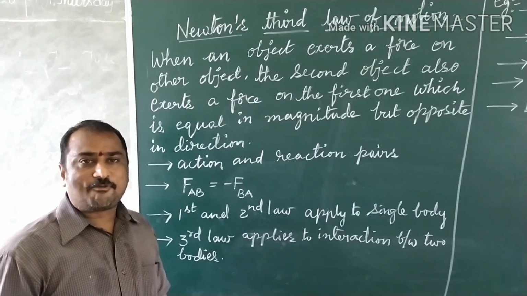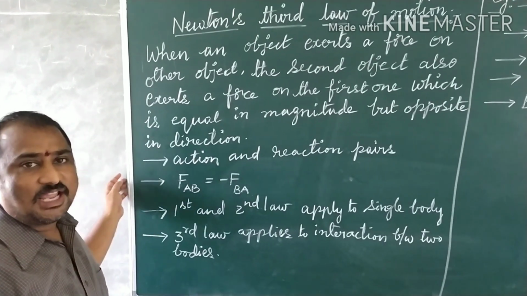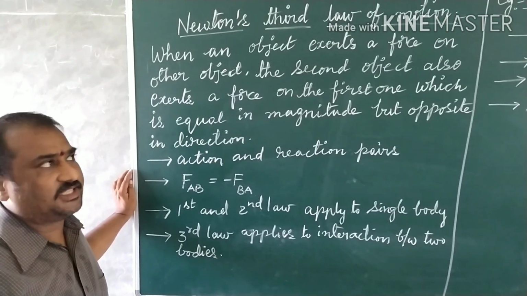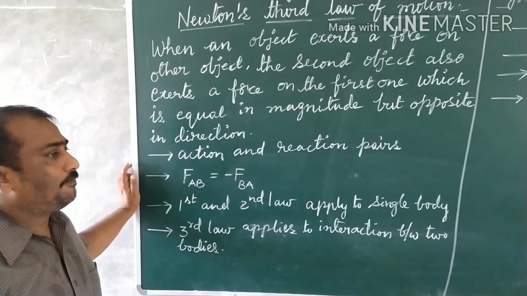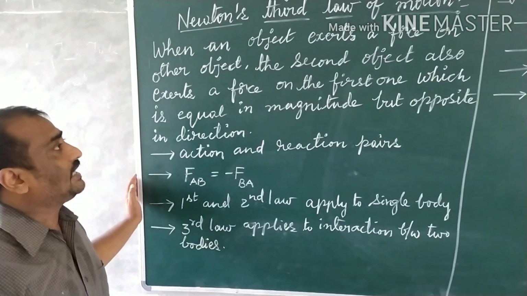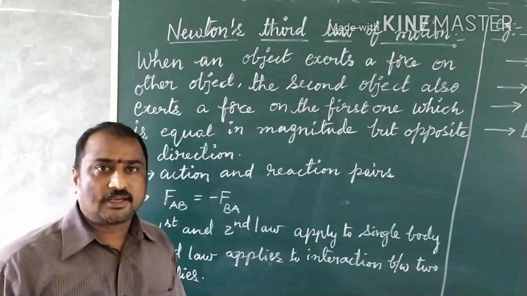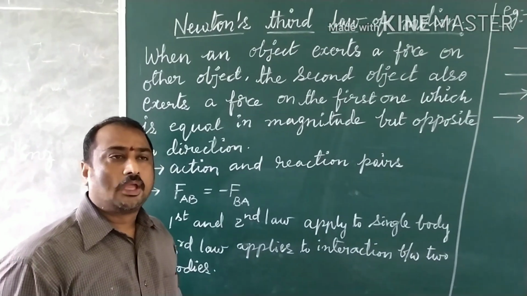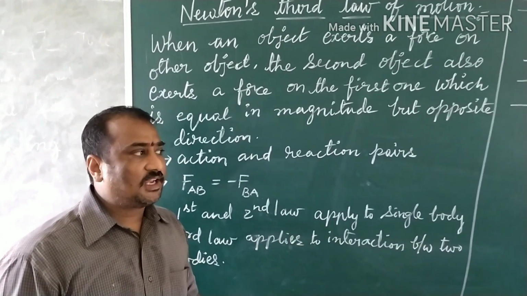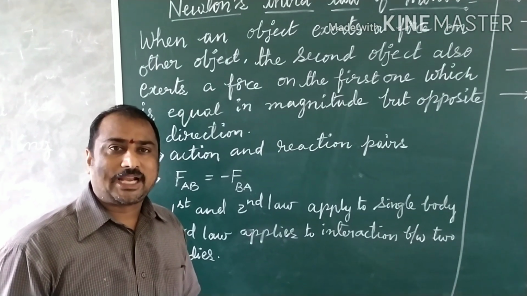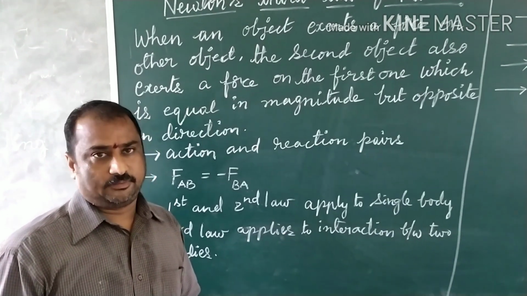According to Newton's third law of motion, for every action, there is an equal and opposite reaction. That means when an object exerts a force on another object, the second object also exerts a force on the first one, which is equal in magnitude but opposite in direction.